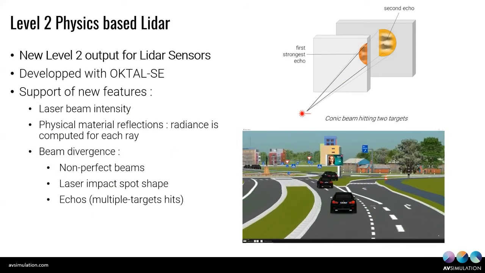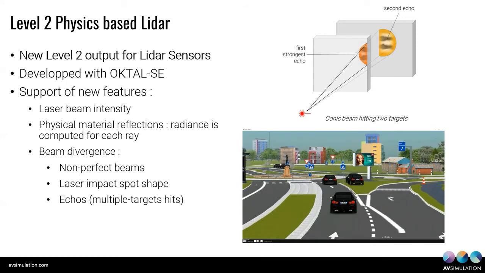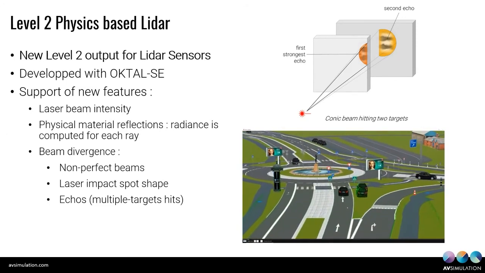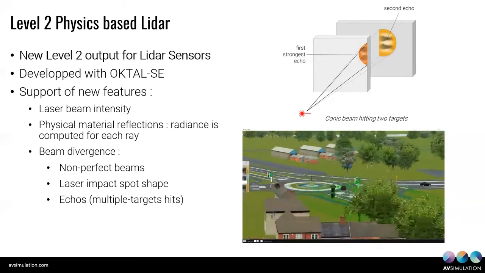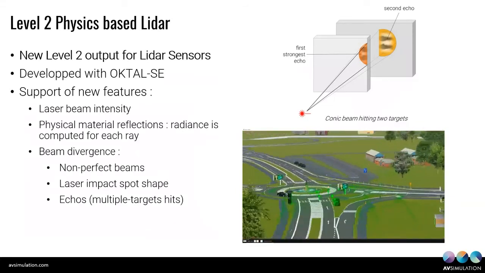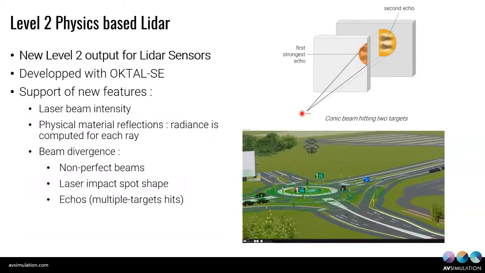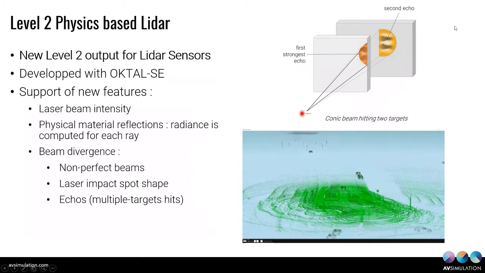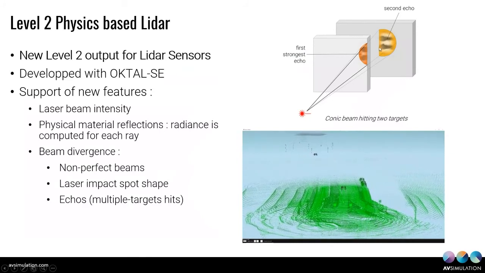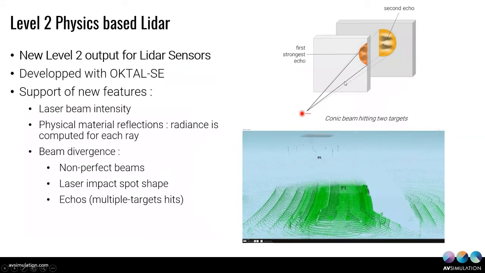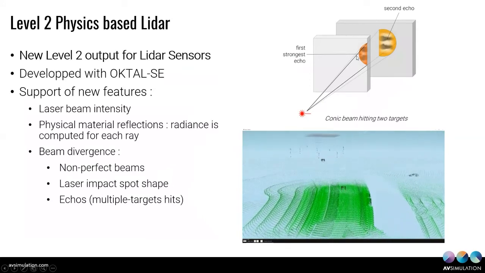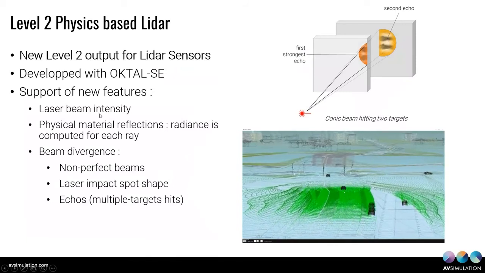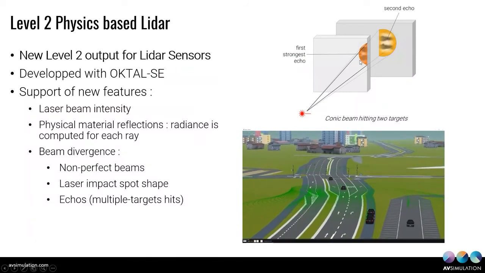Which brings us to this new physics-based Lidar model, which is the L2 Lidar model, which we have developed with Octal SE. It's a more advanced Lidar model than the L1, because it really takes into account the physics, and you have a conic beam shape for every ray of the Lidar. So you can have a surface perception for each ray. It takes into account the laser beam intensity.